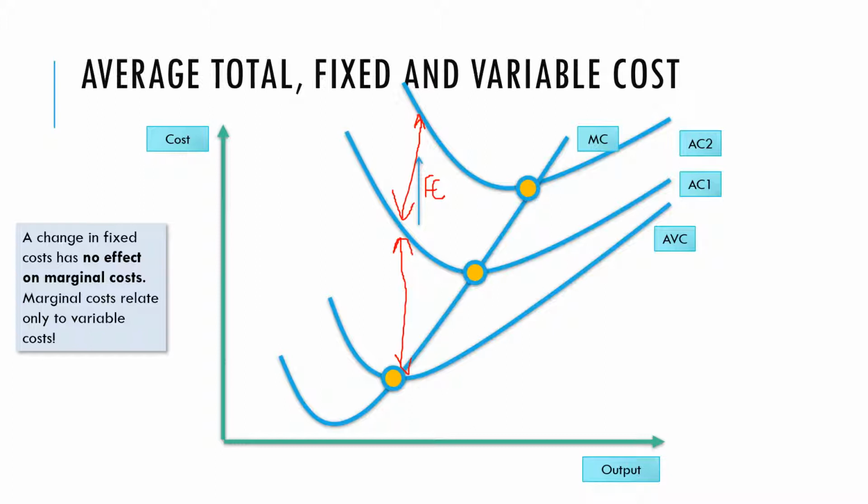Now remember what we said earlier about the relationship between marginal cost and variable cost. Only if variable costs change will marginal costs change. Fixed costs have no impact on marginal costs. So effectively, if fixed costs change, we will shift the AC curve, but we will not shift the marginal cost curve. As a rule, if fixed costs change, we shift the average cost curve, but it won't have an impact on marginal cost because that just comes from each extra unit of variable cost.